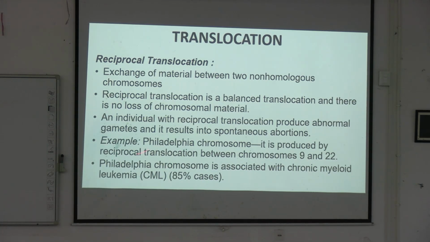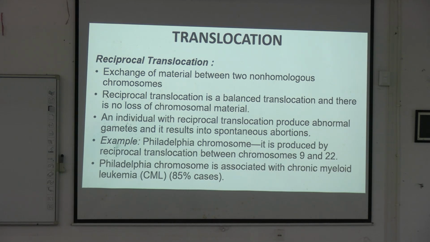Next, we are going to reciprocal translocation. There is exchange of material between two non-homologous chromosomes. Reciprocal translocation is a balanced translocation and there is no loss of chromosomal material. An individual with reciprocal translocation produces abnormal gametes and it results in spontaneous abortion. Spontaneous abortion is a sign of a mutation or translocation.